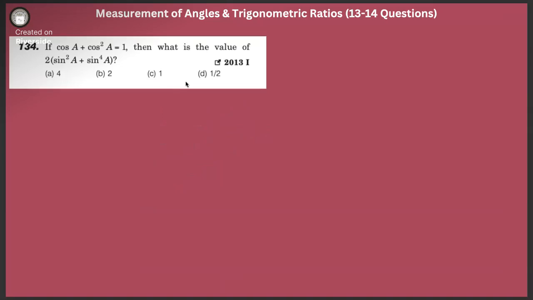How about this one, guys? What do you think? How should we go ahead with this one? Take a moment, think about it. What do you think? Shall we square it? What shall we do? We can keep cos A on one side and bring the square to the other side. Okay, we'll do that. You have cos A into 1 plus cos A is equal to 1. We have taken this common. So cos A will be equal to 1 minus cos square A. And that is an identity.